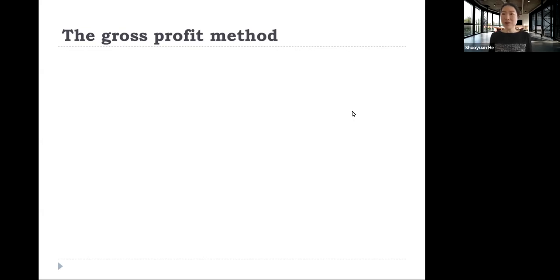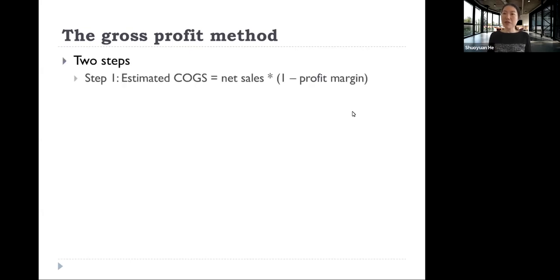Let's look at the gross profit method. The gross profit method basically has two steps. Under the first step, the firm estimates the cost of goods sold. And how does the firm do that? The firm takes the net sales during the period, multiplied by 1 minus the profit margin. So the firm estimates cost of goods sold through net sales multiplied by 1 minus profit margin.